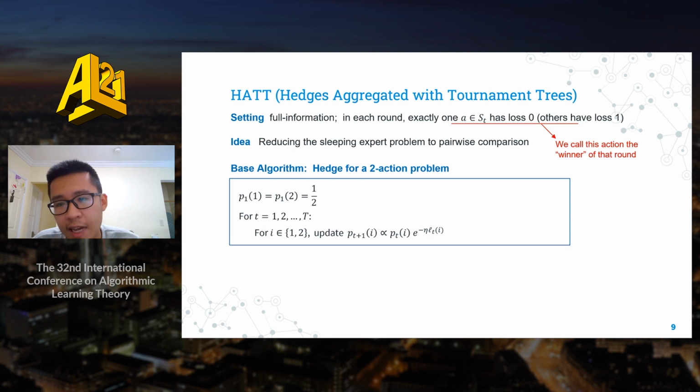The next algorithm is called HAT, which means hedges aggregated with tournament trees. This algorithm works for the setting where the learner has full information feedback, and importantly, in every round, there is exactly one action that has loss 0, while all other actions have a loss of 1. The idea of this algorithm is to reduce the sleeping expert problem to pairwise comparison. The HAT algorithm is built on the Bayes algorithm, which is simply the standard hedge algorithm or exponential weight algorithm with 2 actions. The pseudocode of the Bayes algorithm is shown in the block.